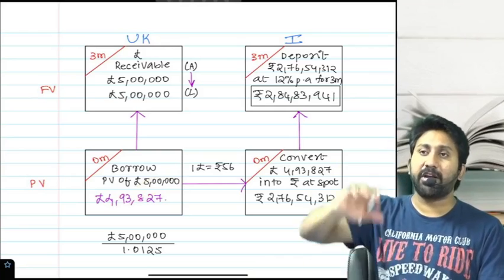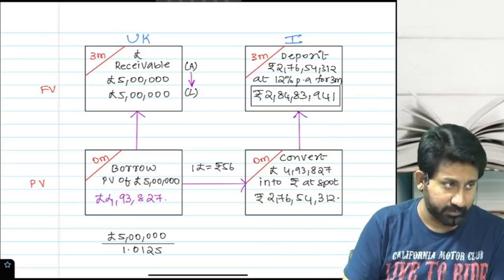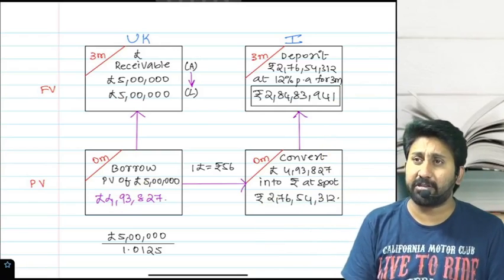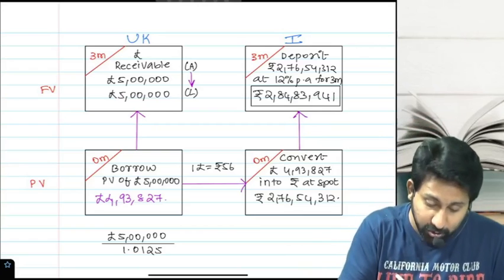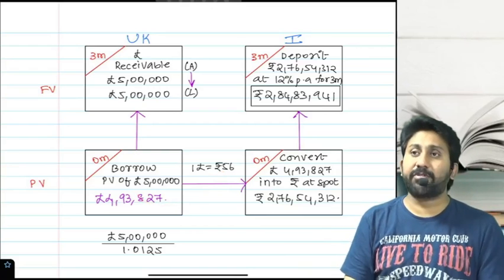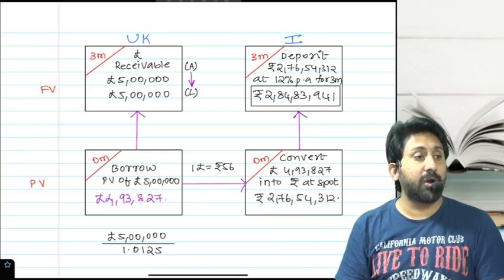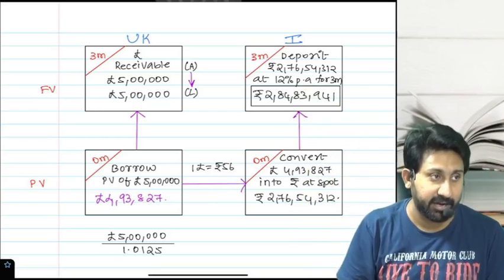Sir, no, sir. If I would have waited for 3 months, I would have got 5 lakhs, sir. But now I am borrowing only 493,827, sir. Then how will the benefit be there? It will be there. Do you know how? You will convert this into 56 today itself. It will be converted into what? Rupees. In rupees, you will deposit that for 3 months at a 12% rate.